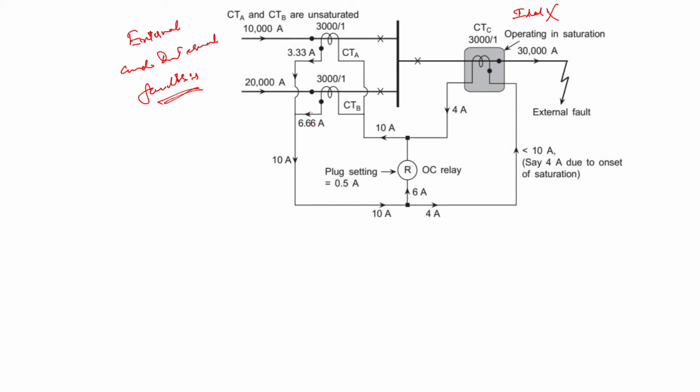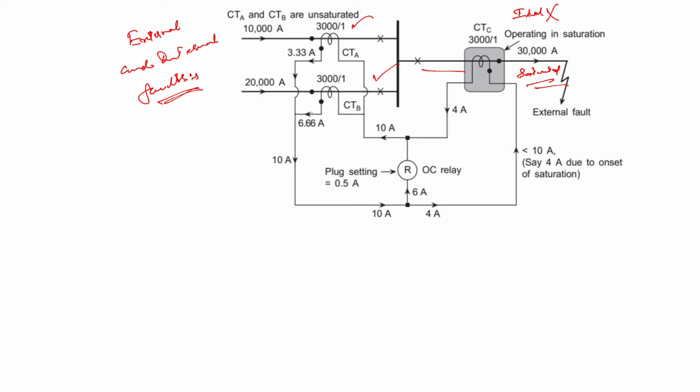And CTC will have a substantially larger primary current than CTA and CTB, because whatever current is flowing through it is the sum of all the currents coming from the sources. So a very large amount of current is flowing through this CTC, and as a result CTC becomes saturated. Therefore we can no longer assume that CTC will faithfully transform the fault current, as after saturation the current will not increase.